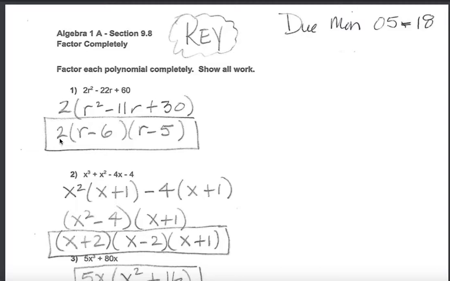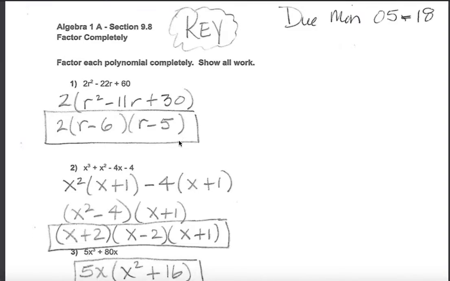Don't forget there should be a factor of 2 in front. So there's 3 factors when you're all done. 2 is one of the factors. The next factor is r minus 6 in parentheses, and the next factor is r minus 5 in parentheses.